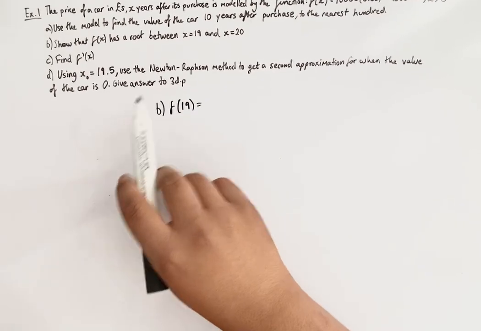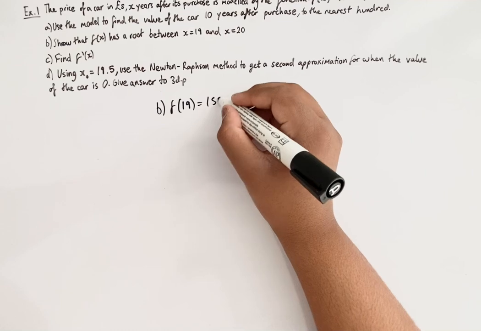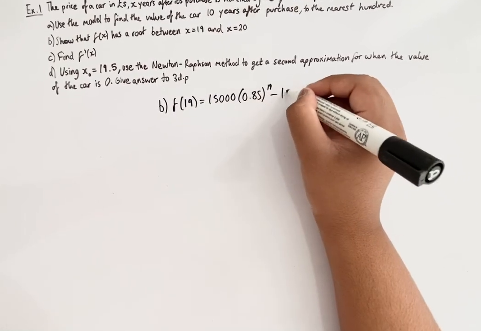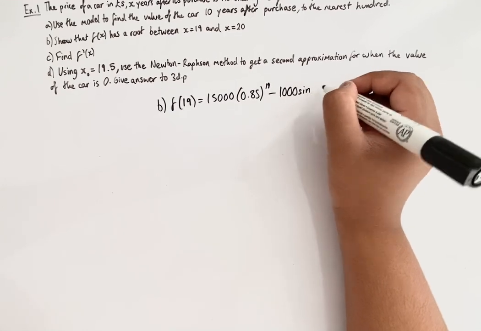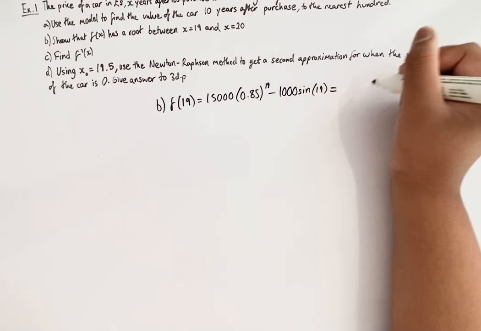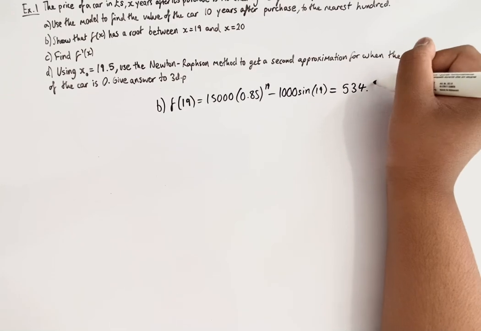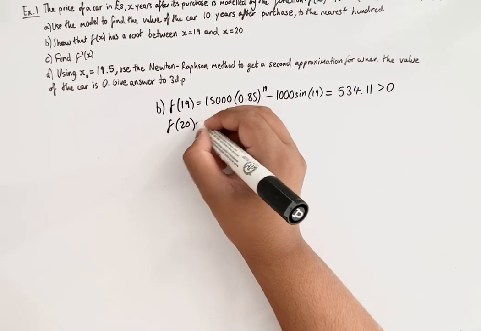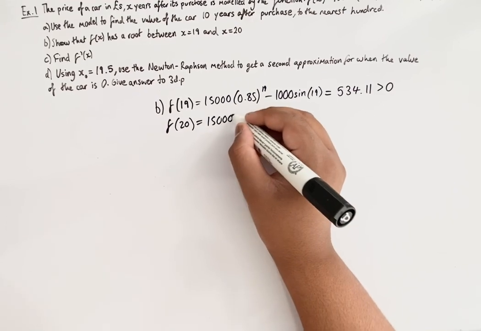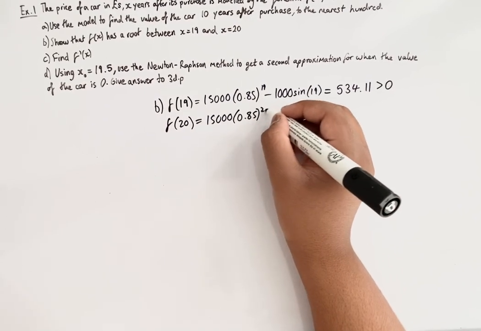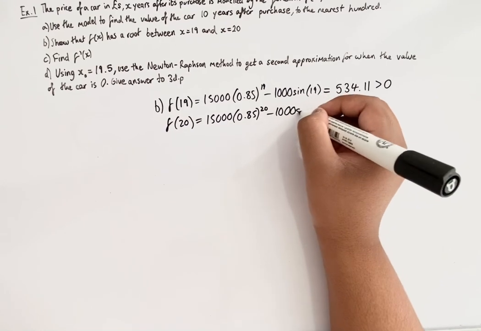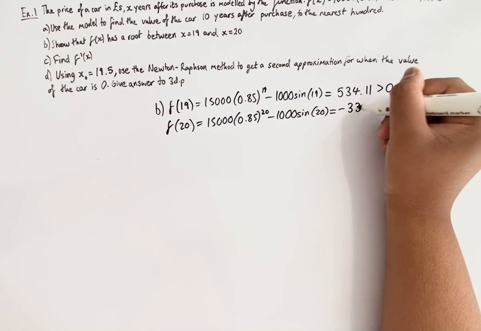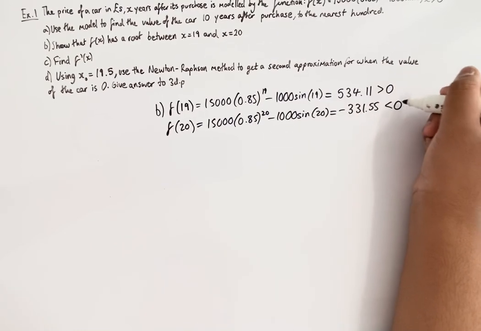Part B. F of 19 is equal to 15,000 multiplied by 0.85 to the 19 minus 1,000 sine of 19, which is equal to 534.11. And this is bigger than 0. If we look at f of 20, this is 15,000 multiplied by 0.85 to the 20 minus 1,000 sine of 20, which gives you negative 331.55, which is less than 0.